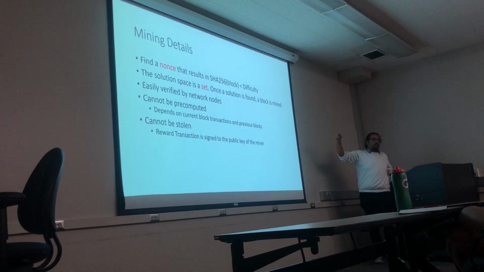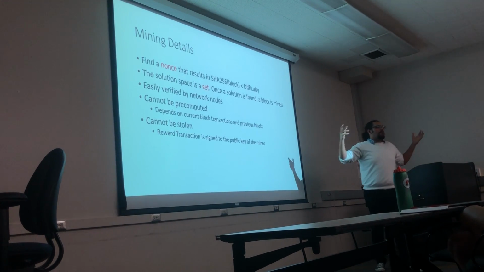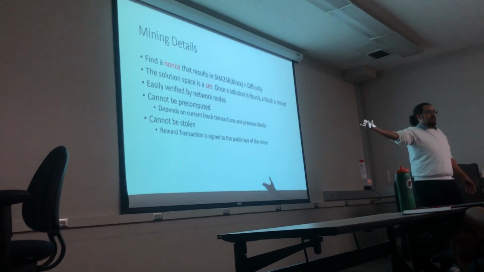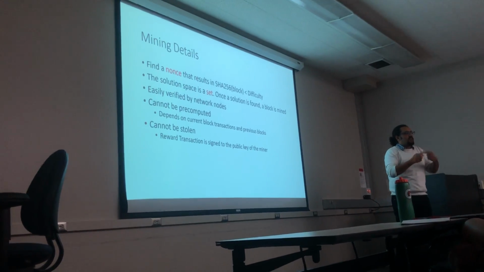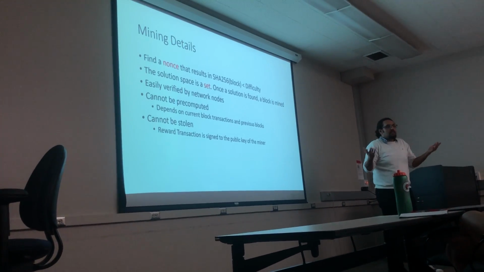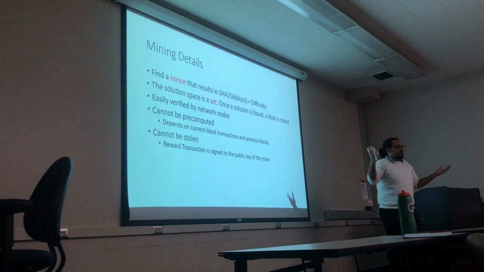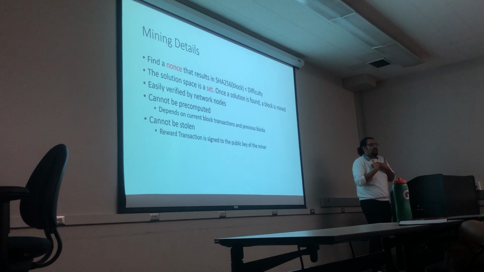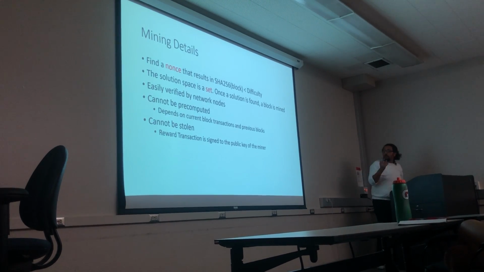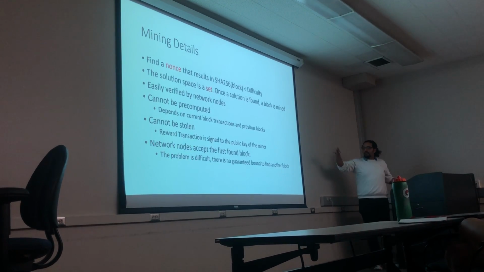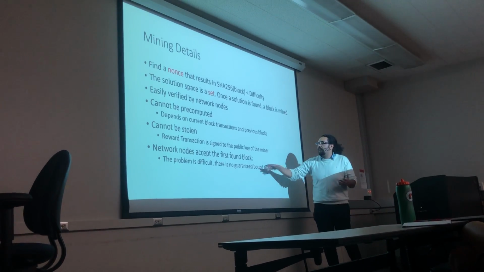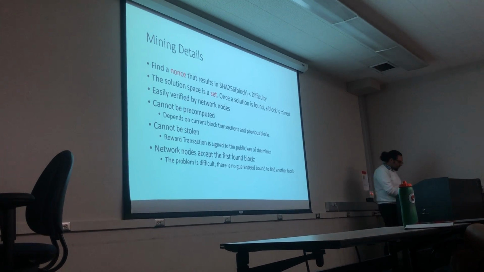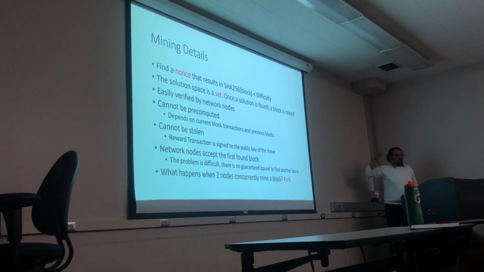Okay, it cannot be stolen. So how would I prevent someone else from taking my mined block and saying they mined it? Basically, the reward transaction is moving money to myself. So if someone else says, hey, this is my block, it's fine, it's your block, I don't care, because it's moving money to my public identity. Whoever mined it doesn't matter. It cannot be stolen. And then network nodes accept the first block. Why? Because the problem is super difficult and there's no guaranteed bound to find another block. So I might as well just accept this block and move on to do the second.